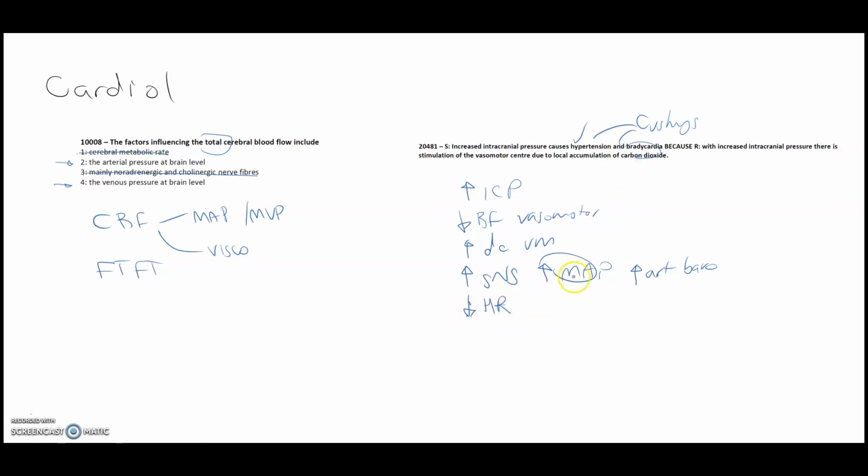And we've also discussed that the increased MAP results in increased pressure onto the breathing centers within the medulla, resulting in irregular breathing. And the reduced blood flow resulted in increased carbon dioxide buildup around the vasomotor area, which increased its firing. So this perfectly describes Cushing's reflex, which means that our statement is true. S is true. Our reason is true. And our reason explains our statement.